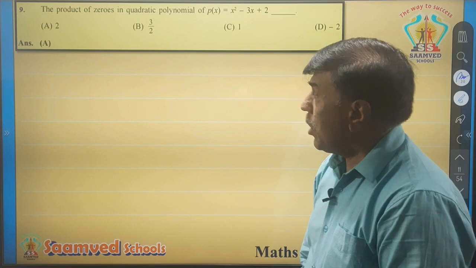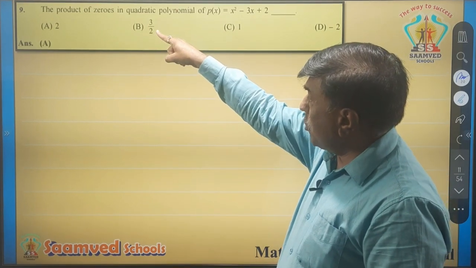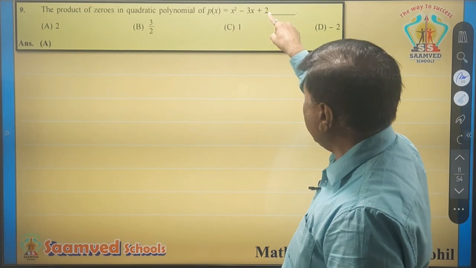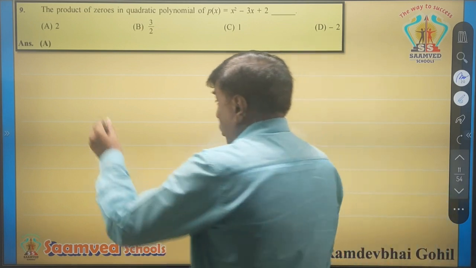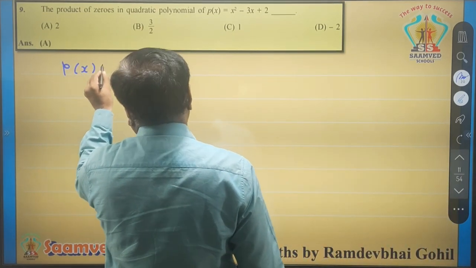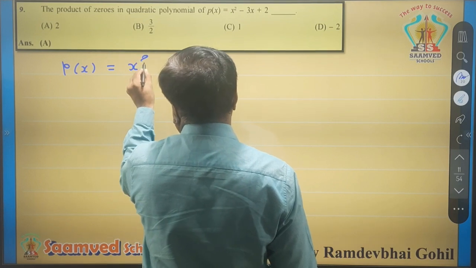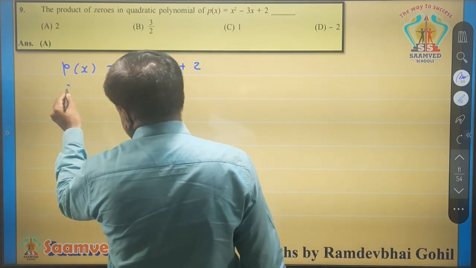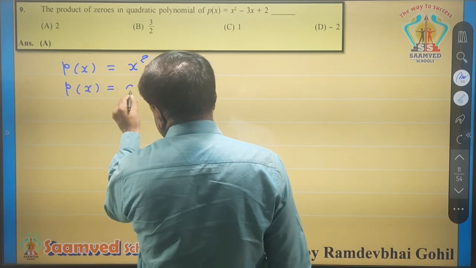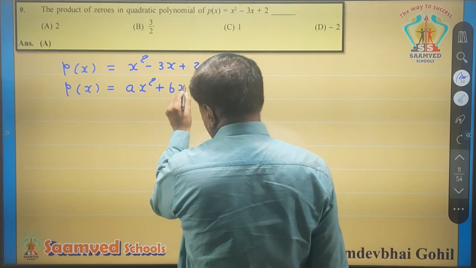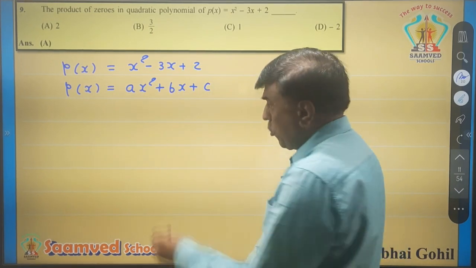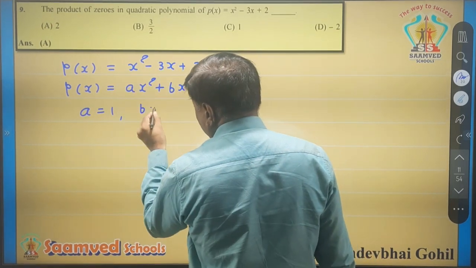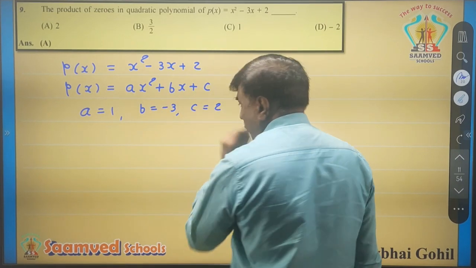Number 9, product of zeros of the quadratic polynomial p of x is equal to x square minus 3x plus 2 is dash. You are given the quadratic polynomial p of x is equal to x square minus 3x plus 2. First of all, compare the polynomial with the general form, ax square plus bx plus c. So you will get a is equal to 1, b is equal to minus 3 and c is equal to 2.